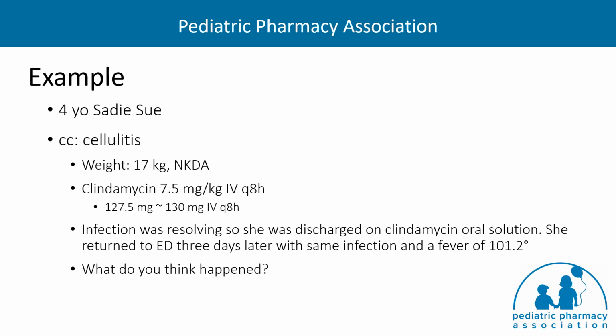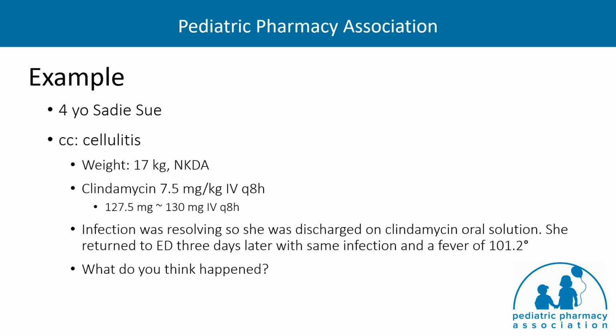Let's do an example. 4-year-old Sadie Sue was admitted for cellulitis. She weighs 17 kilos and has no known drug allergies. The team started clindamycin 7.5 milligrams per kilo IV Q8, which is about 127.5 milligrams, or if you round it up, it's 130 milligrams. After a day of treatment, the infection was resolving, so she was discharged on clindamycin oral solution.